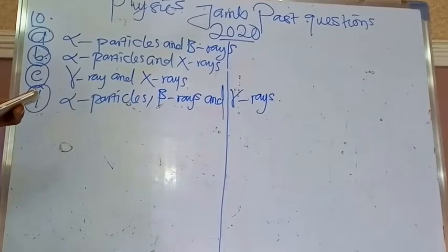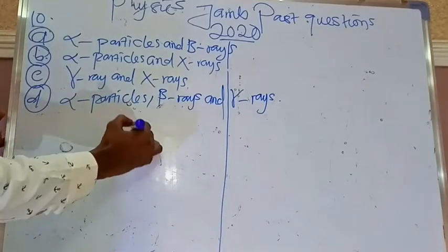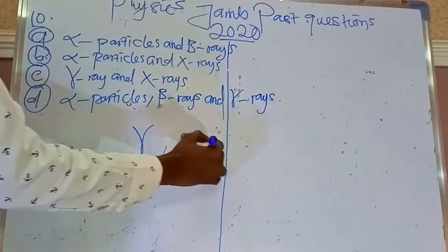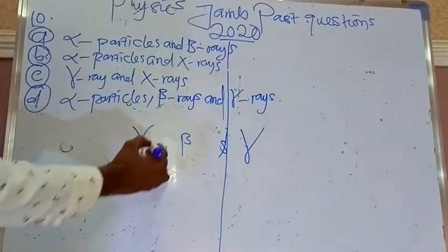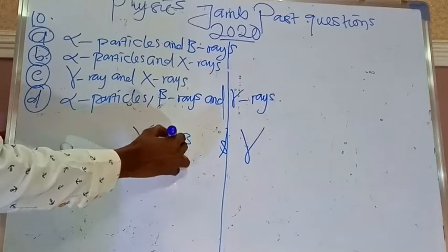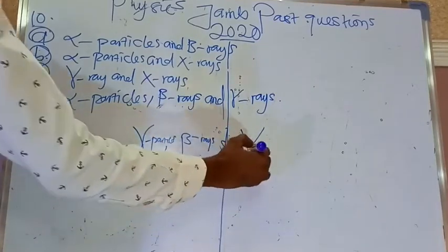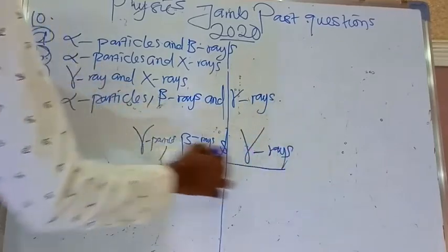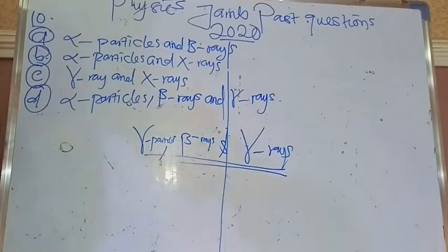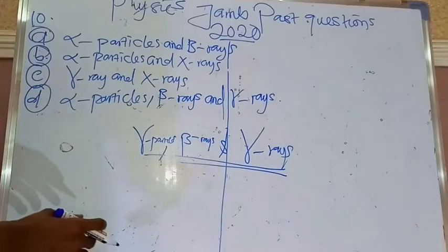Question number 10. Natural radioactivity consists of emission of: A, alpha particles and beta rays; B, alpha particles and X rays; C, gamma rays and X rays; and D, alpha particles, beta rays, and gamma rays. You know, natural radioactivity consists of what? We have alpha, we have beta, and we have what? Gamma. Alpha particles, beta rays, and then gamma rays. These are the three natural radioactive emissions we have.